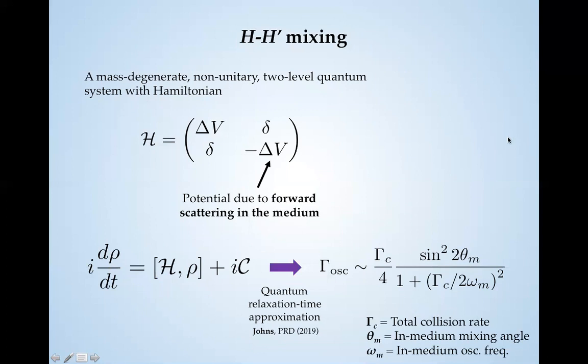Okay, so we're dealing with a mass degenerate, non-unitary, 2-level quantum system. Delta, again, is the mixing parameter. Delta V is the potential generated by forward scattering in the medium. And the mixing really is described by a quantum kinetic equation for the density matrix rho, so that would be a 2x2 matrix. But we're not actually solving this. What we're doing is simply establishing that the timescales work out, because we're interested in a scenario where you achieve equilibration at the right times.